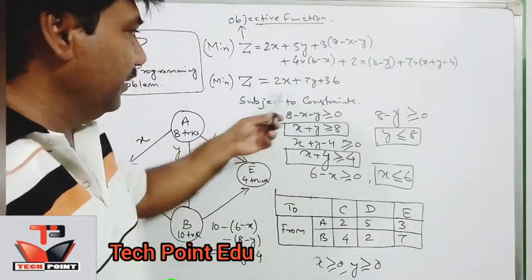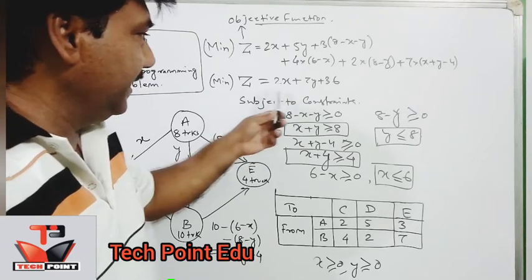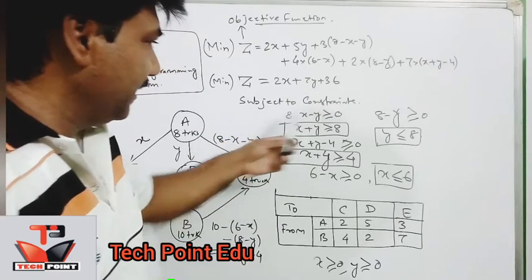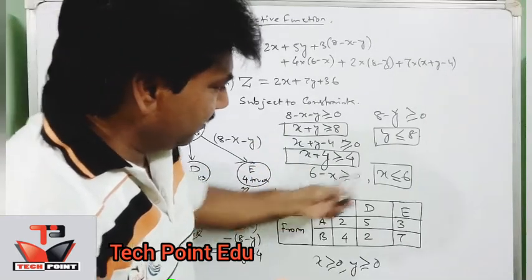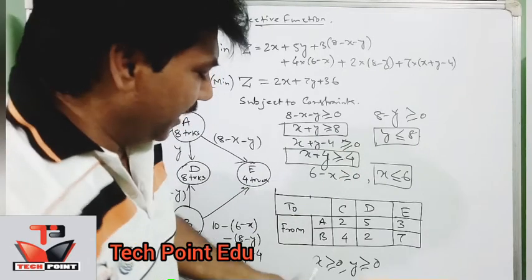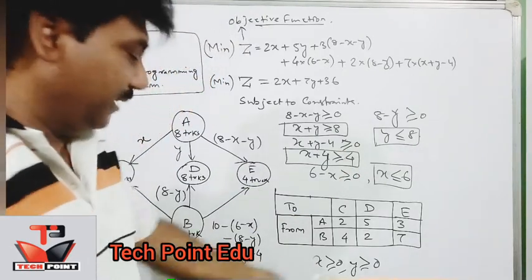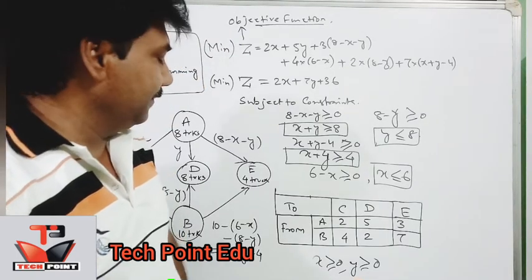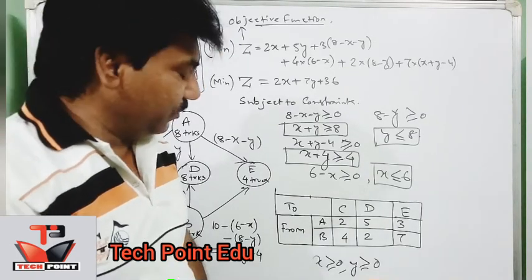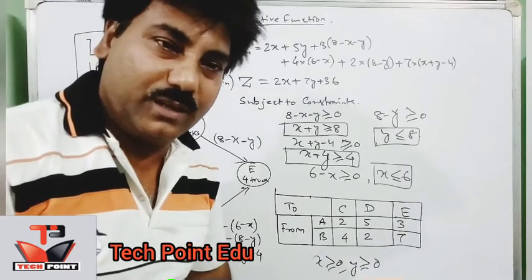That means Z should be this one: minimize Z is equal to 2x plus 7y plus 36 subject to the constraints, this one converted to this one, this one to this, and this one to this. These 4, and your x and y, the decision variables, should be greater than 0. This is the formation of the transportation related problem. Okay.